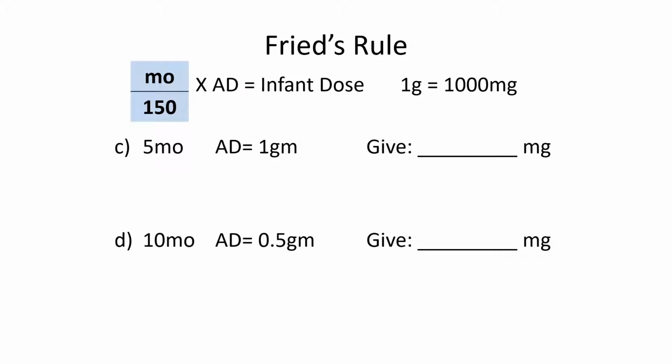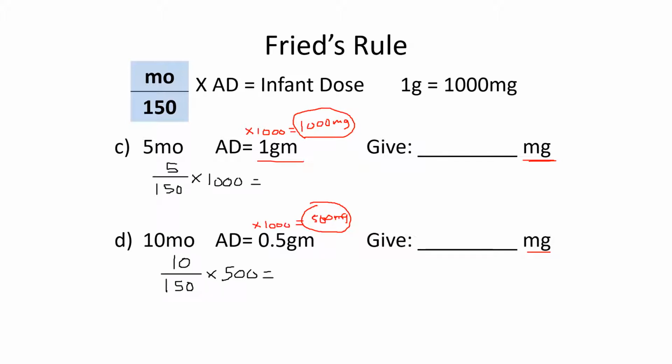5 months. This time, the adult dose is in grams, and the answer needs to be in milligrams. Just be mindful of being in like units. So let's convert everything to milligrams. All right, 1 gram is 1,000 milligrams, so we'll use that number. Half a gram is 500, we'll use that number. So plug and chug. For C, 5 over 150 times 1,000. For D, 10 over 150 times 500 milligrams. Then our answer will be in milligrams. 33 for C. Ooh, also 33 for D.